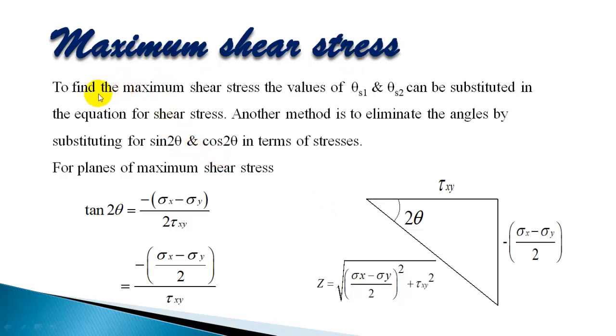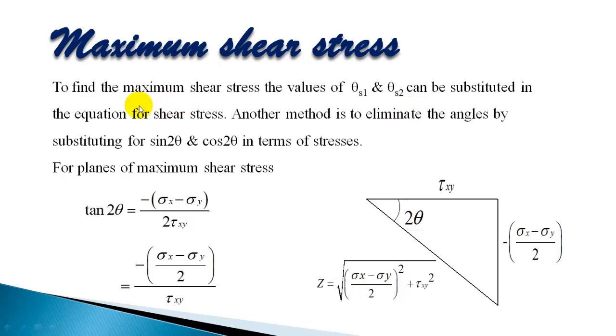Now we got the plane on which the maximum shear stress acts. Now after getting the plane of maximum shear stress, you can directly substitute that angle in the shear stress equation and get the value of maximum shear stress. So you get two values of maximum shear stress by substituting theta s1 and theta s2 into the equation. Now later you will find that these two values are same. Both the angles will give the same value of maximum shear stress, but one will be positive and another will be negative.